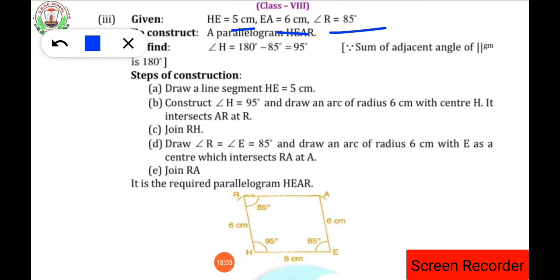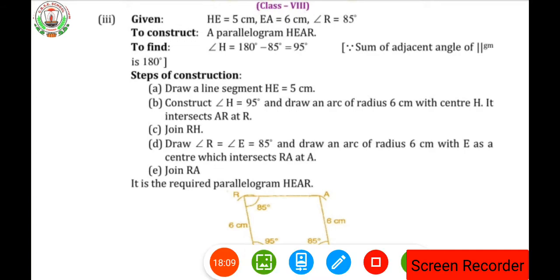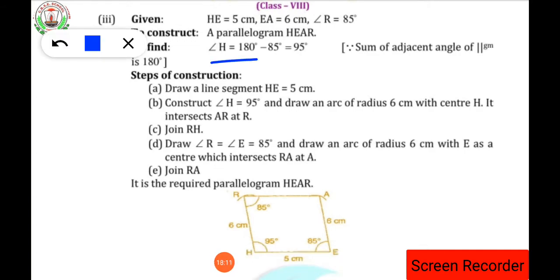Sum of the adjacent angles of a parallelogram is equal to 180 degrees. So dear students, here one thing we have to do is find the angle H. Why do we have to find angle H? Because if we are drawing a base HE, we have to find angle H, that's why. Clear? So how to find angle H?